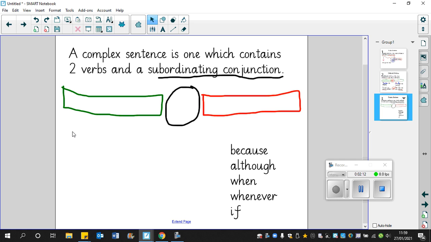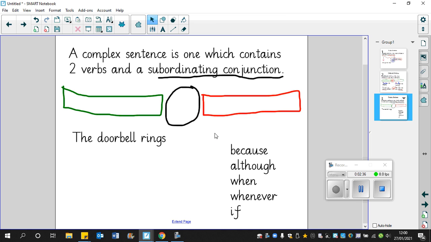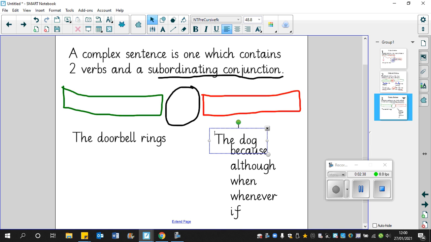Okay, now again the complex sentences, because two things are happening, so let's think of a sentence. Imagine that you're at home and somebody rings the doorbell, and then you've maybe got a dog and the dog starts barking. So we could say there are two things happening: the doorbell rings, and the other thing that happens is the dog barks.